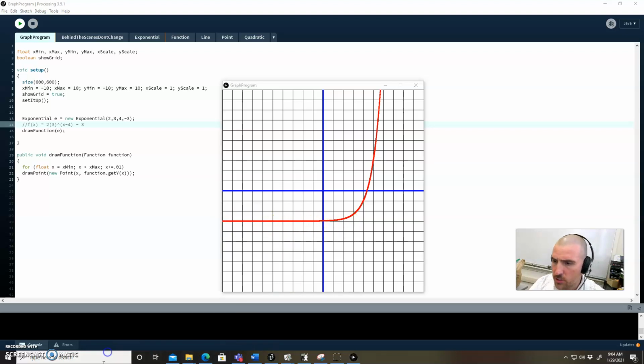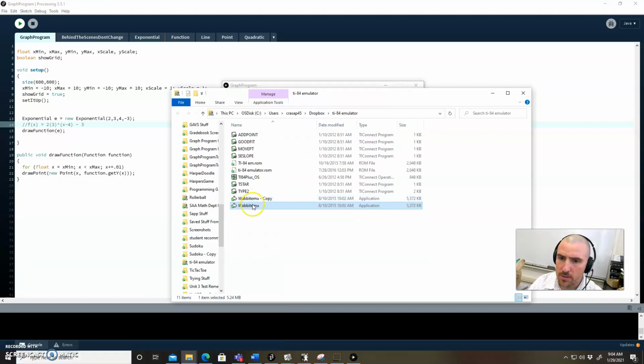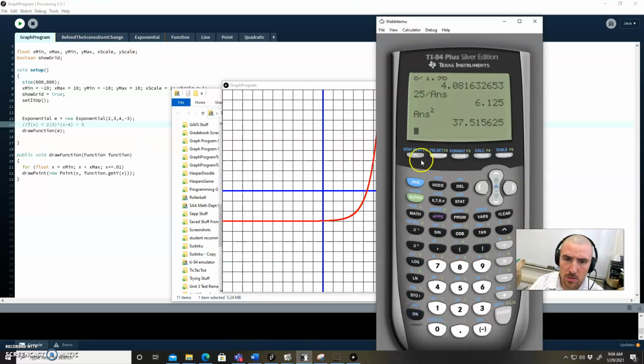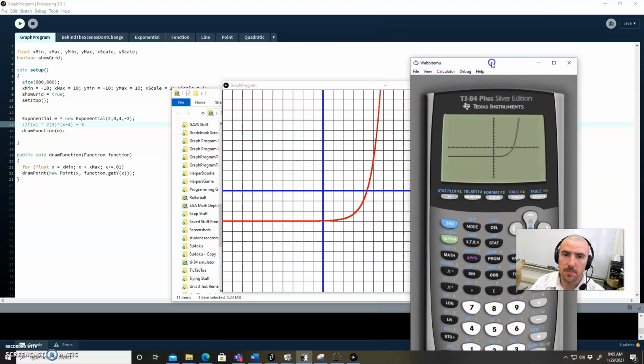And then here I can show I have an 84 emulator here. And see that we get the same thing basically. Okay, so it is 2 times 3 raised to the x minus 4 minus 3. All right, so let's graph that with a standard viewing window. Looks the same. Okay.